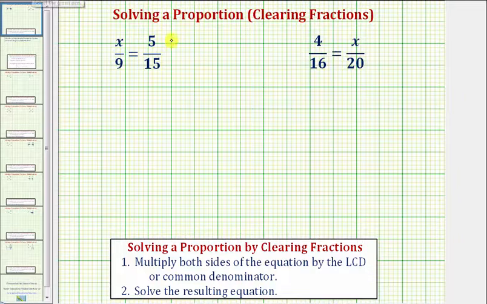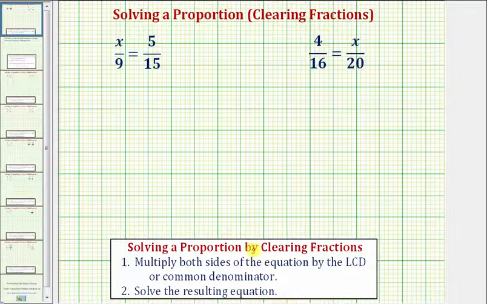Welcome to two examples on how to solve a proportion. A proportion is formed when we set two rates or ratios equal to each other. And there are several methods to solve a proportion, but for these two examples, we'll be using the method of clearing fractions, which is a common method for solving equations that contain fractions.